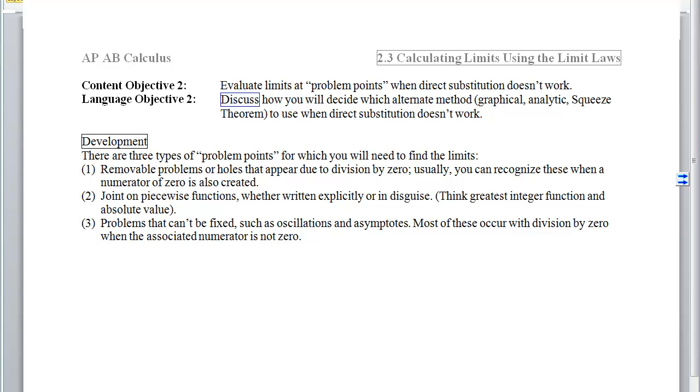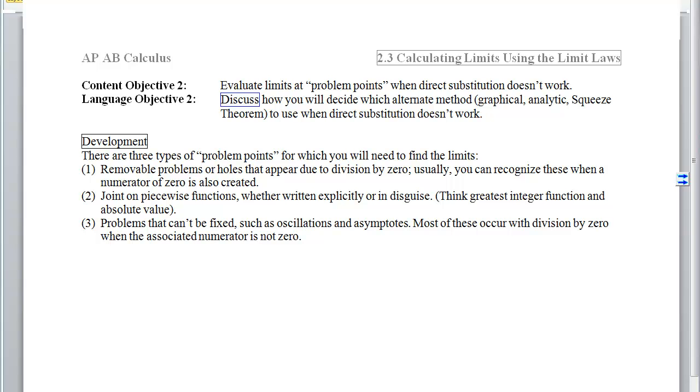Section 2.3, Calculating Limits Using the Limit Laws, Objective 2. In this objective, rather than using direct substitution, we are going to evaluate limits at problem points. What this means is that we are going to have to employ alternate methods. We'll be looking at things graphically, analytically, and using what's called the squeeze theorem to find limits when our direct substitution doesn't work.